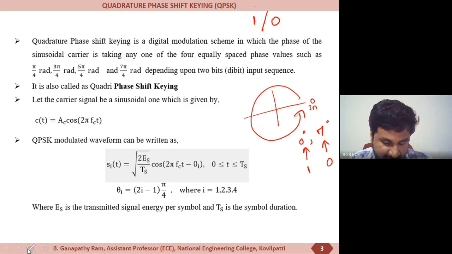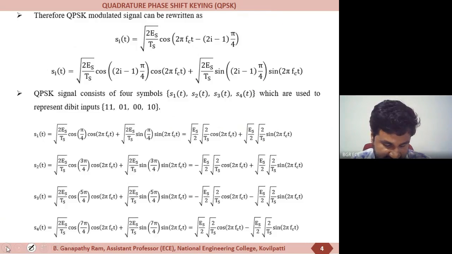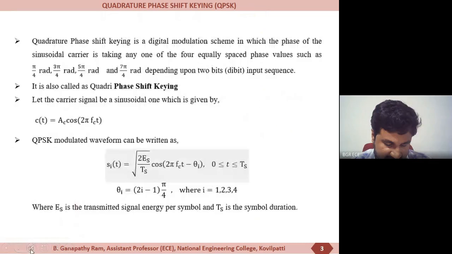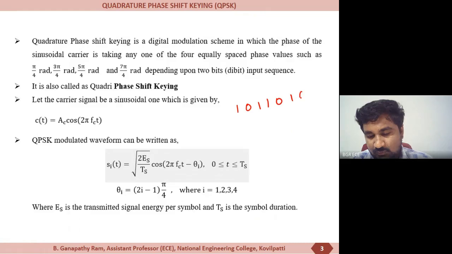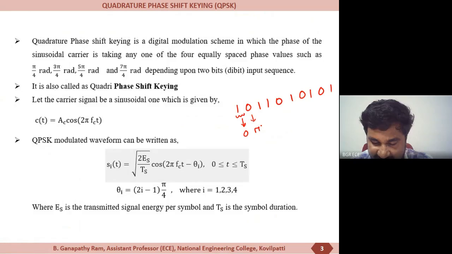But in the case of quadrature phase shift keying, suppose the incoming binary sequence to a QPSK transmitter is 10110 10101. Then in BPSK, each bit is represented by a phase variation, and the next symbol is represented by a phase shift of 0 degree.